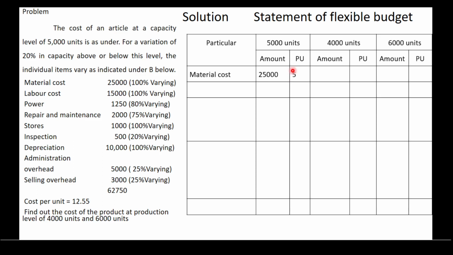So under the 4,000 units, here the cost per unit is also rupees 5. On the basis of these 5 rupees, we find out the amount. That is 5 into 4,000 units. So now the amount is 20,000 rupees. And the next one for the 6,000 units, here also the cost per unit is the same, rupees 5. Now we find out the amount, 5 rupees into 6,000 units.